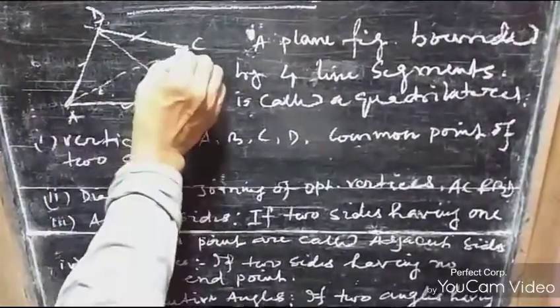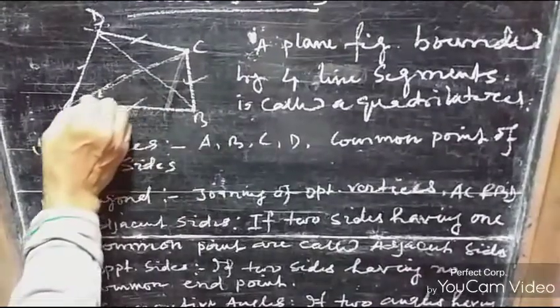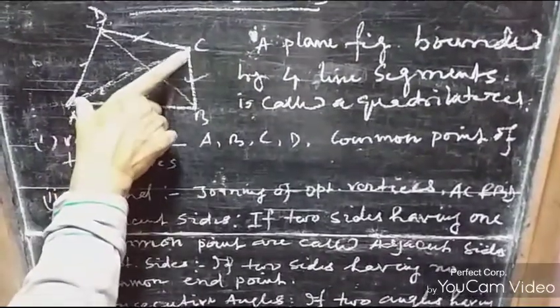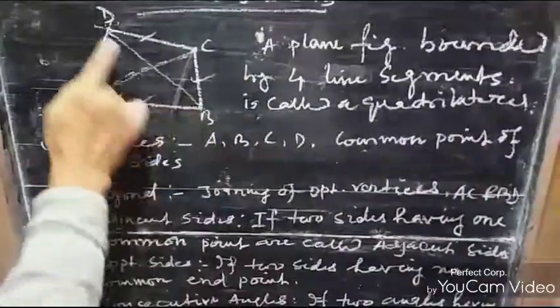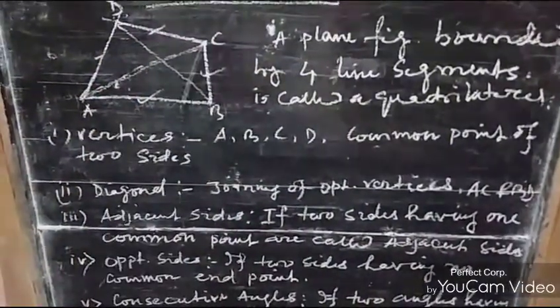Then diagonals. The line joining opposite vertices, we call the diagonal. Then you can see AC and BD are the diagonals, 2 diagonals.